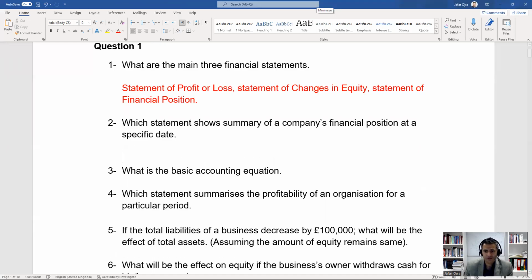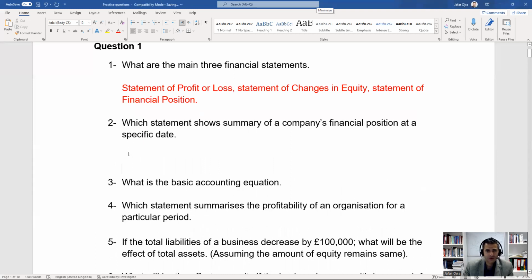Second question. Which statement shows a summary of a company's financial position at a specific date? So when we talk about financial position, we talk about what? The statement of financial position. It is the statement which relies on the accounting equation, so it has the assets, liabilities, and equity. So that's the statement of financial position.